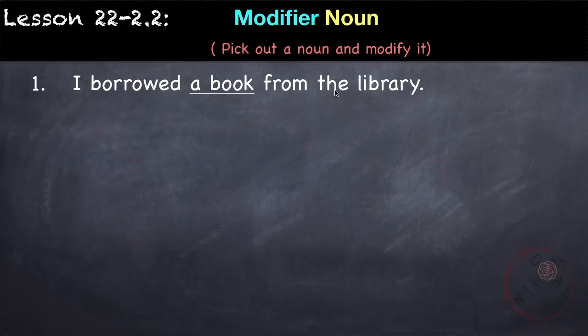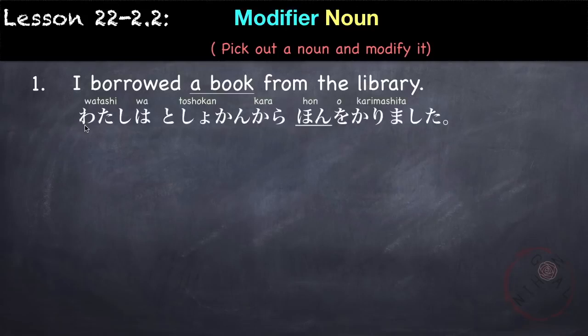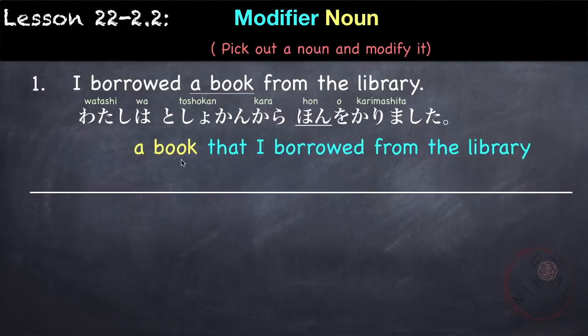Next is, from a normal sentence, we can pick out any nouns from that sentence and modify it using the information that we have. For example, in the sentence, I borrowed a book from the library. So here we have the noun, a book, and we want to describe it. So what kind of book is it? So first in Japanese, we say, 私は図書館から本を借りました。So this is, I borrowed a book from the library. So next, we want to pick out the noun book and describe it based from the information. So what kind of book is it? A book that I borrowed from the library.